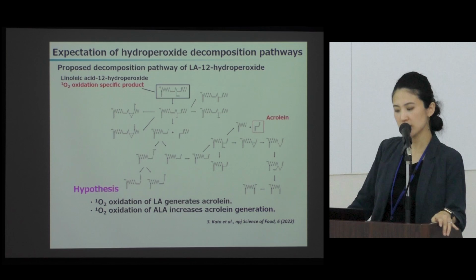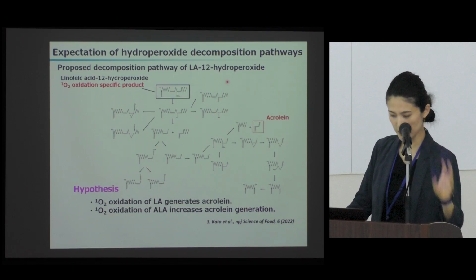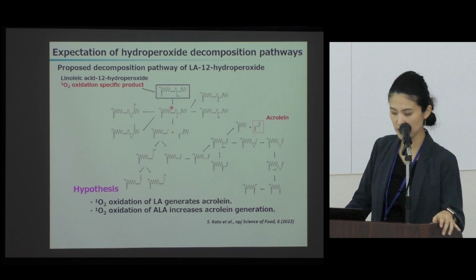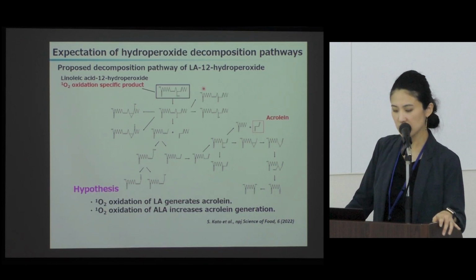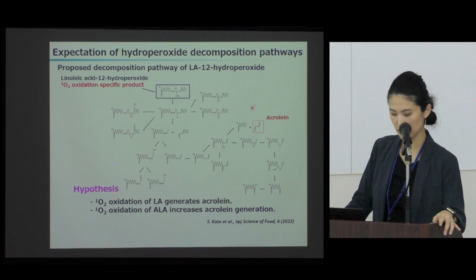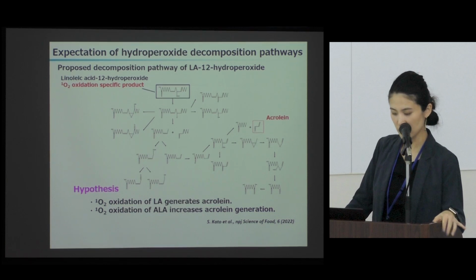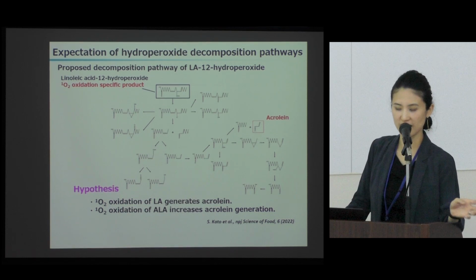Recently, we expected the decomposition pathway of each lipid hydroperoxide, and this is the expected decomposition pathway of the LA 12-hydroperoxide, which is a singlet oxygen-specific hydroperoxide. This is a pretty busy slide. But surprisingly, we found that this singlet oxygen-specific LA hydroperoxide generates acrolein here. Nevertheless, it is said that the acrolein source is mainly radical oxidation of ALA.